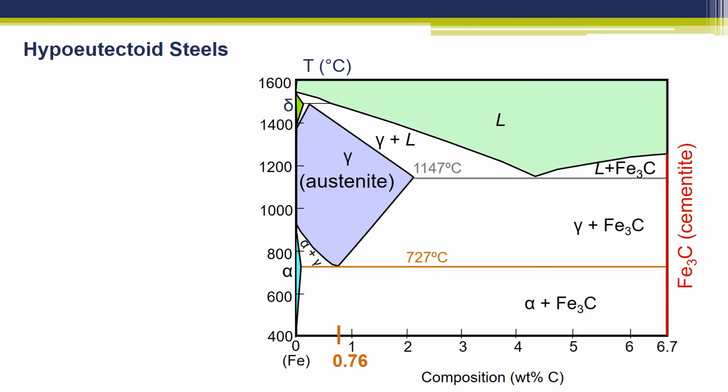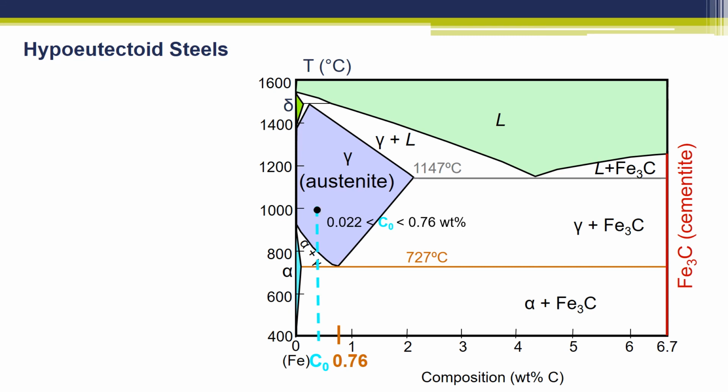Next, we will discuss the hypo and hypereutectoid steels. As we know, the eutectoid composition is 0.76 weight% carbon. Hypoeutectoid steel is the steel that contains less than 0.76 weight% carbon, which is to the left of the eutectoid composition, as presented by C0 in the diagram.